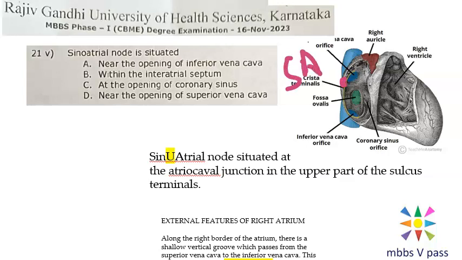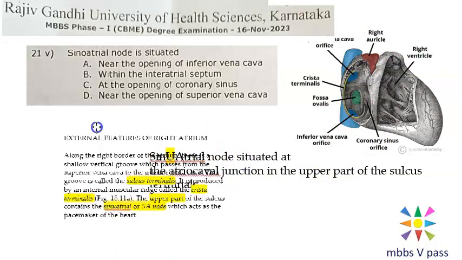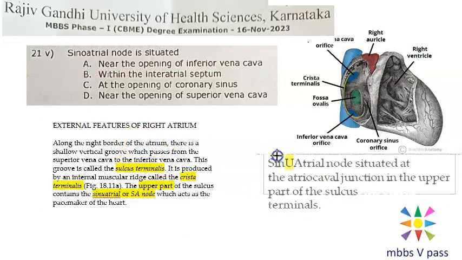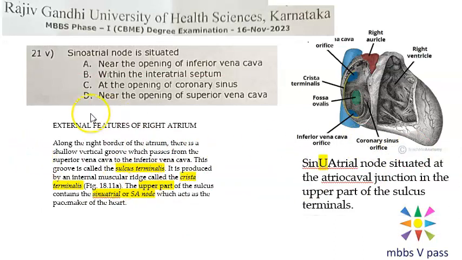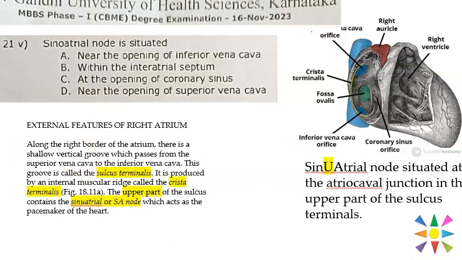So you should know that the SA node is actually in the external features of the right atrium. When you read about the external features of the right atrium, let me show that here. That is where you will see this. So what does it say in exact Chaurasia language? Along the right border of the atrium, so this is the right border of the right atrium, there is a shallow vertical groove which passes from the superior vena cava to the inferior vena cava. So there's a shallow groove here which passes from the superior vena cava to the inferior vena cava. This groove is called the sulcus terminalis.